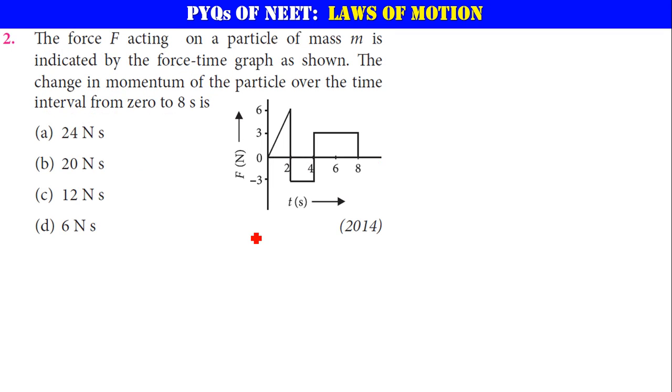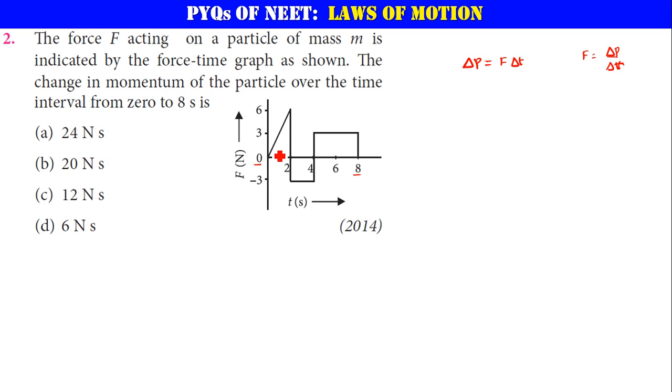Alright, next question. The force F acting on a particle of mass M is indicated by the force versus time graph. The change in momentum of the particle over the time interval from 0 to 8 seconds is asked. By the way, what is the change in momentum? It's nothing but force into change in time. It is from Newton's second law of motion. F is equal to rate of change of momentum. F is directly proportional to rate of change of momentum. So delta P is equal to F into delta T.